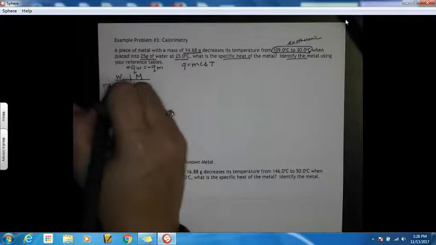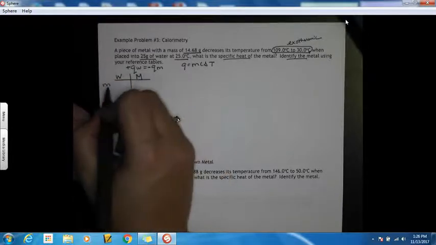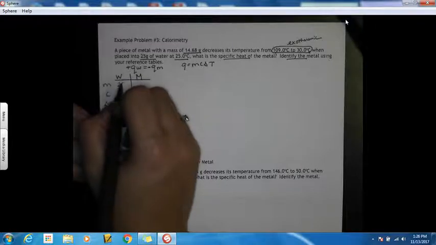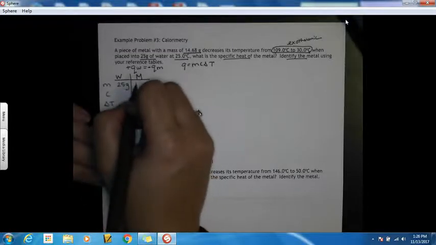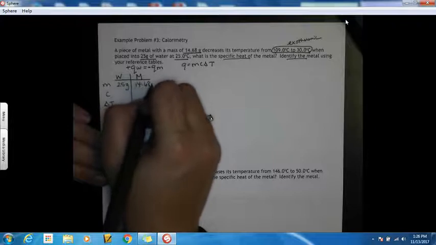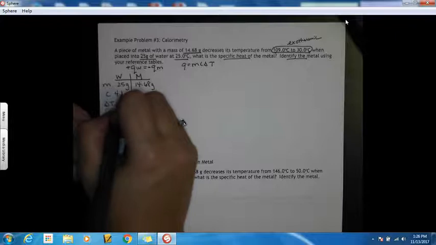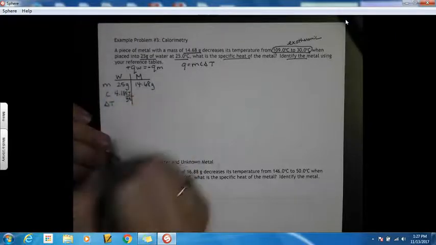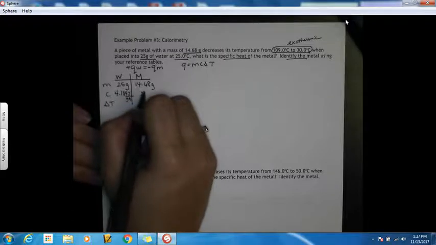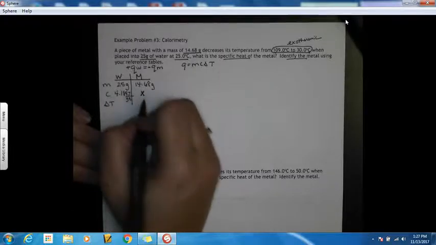And then we have m, c, and delta T, right? So what's the mass of our water? Well, it was 25 grams. The mass of our metal was 14.68 grams. Specific heat of water, we look up in our reference tables: 4.184 joules per gram degree Celsius. We don't know the specific heat for the metal, that's what we're looking for, so we'll call that x.